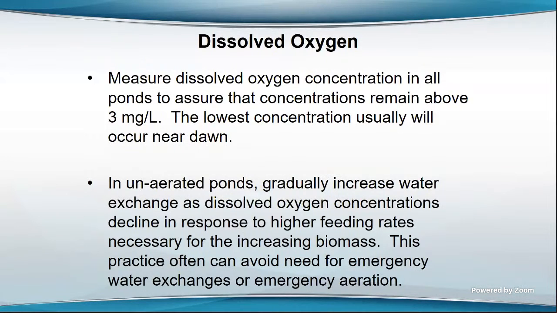And in unaerated ponds, this exchange of water is intended both to flush out waste, but also the water coming in may be a little bit higher in oxygen, so you get some oxygen from the water exchange, but generally not so much. But if you can flush a lot of water through, sometimes that can prevent fish from dying.